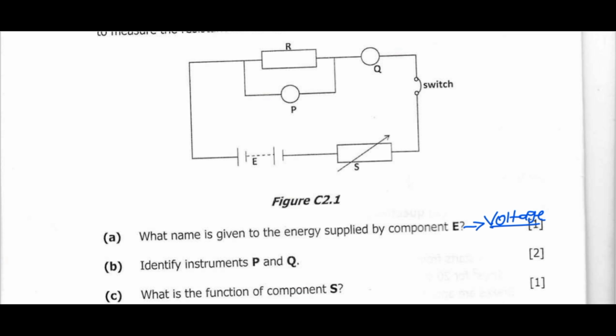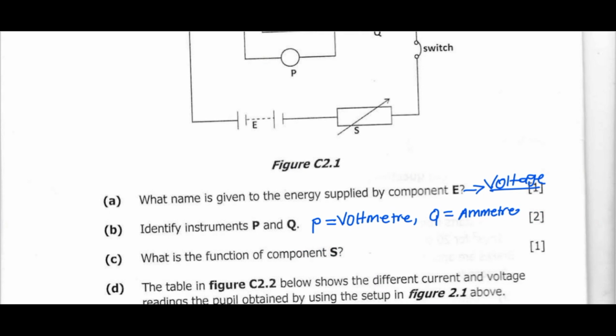Identify the instrument P and Q. So what's our P? P, we can see that it's connected in parallel. So this is a voltmeter. What of Q? Q is connected in series, it is an ammeter. The ammeter measures current while voltmeter measures voltage.